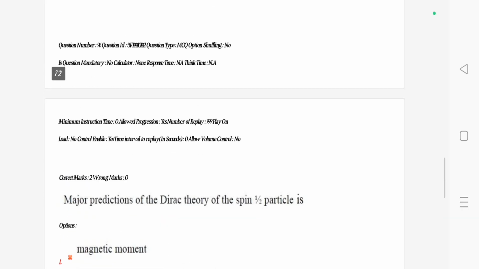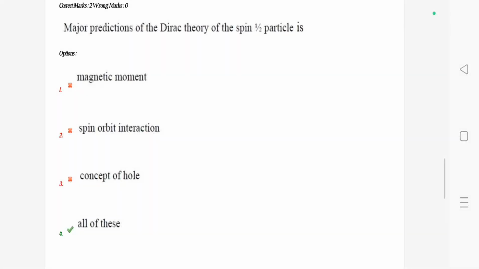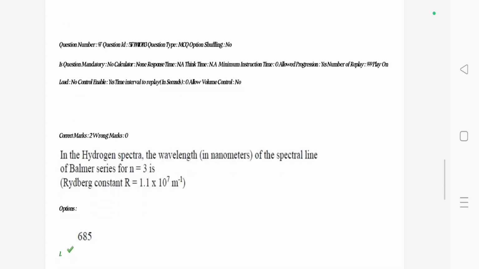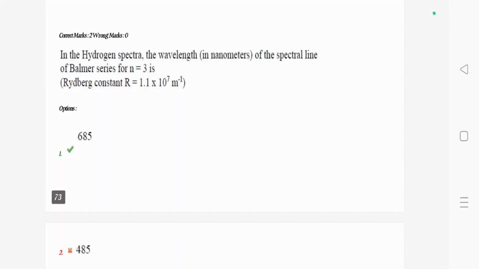Next question. Major predictions of Dirac theory of spin half particle: all of these, magnetic moments, spin orbit interaction, concept of hole. 97. In the hydrogen spectra, the wavelength of spectral line of Balmer series is 3. Rydberg constant 1.1 × 10^7 meter inverse. Then we get the answer as wavelength 685. What is the wave number?